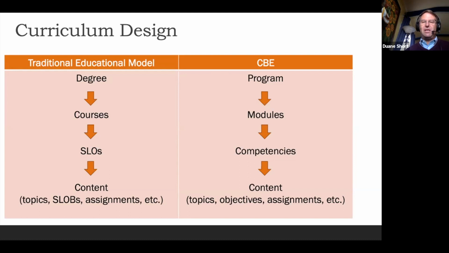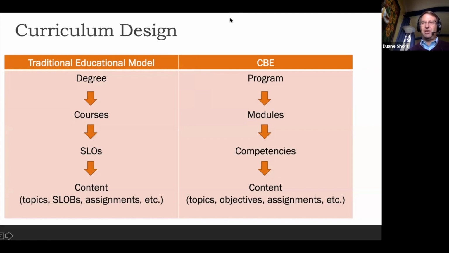In CBE, they don't have courses. They have what they call the program. The program is essentially a list of modules, again, no courses, and each module contains a competency. The competency is how the student is going to demonstrate achievement at the end of it. And then the content is all intended to help the student achieve the competency. For example, in my area, business, let's say that we have a CBE program for office supervision.